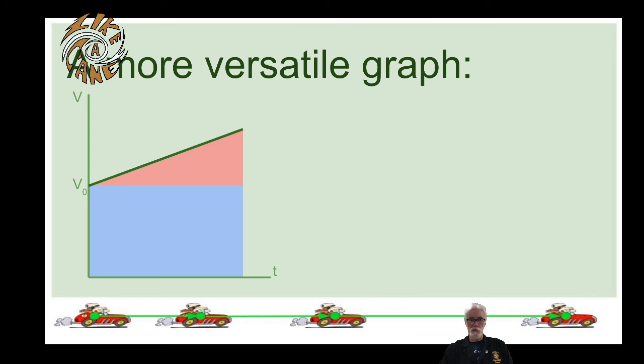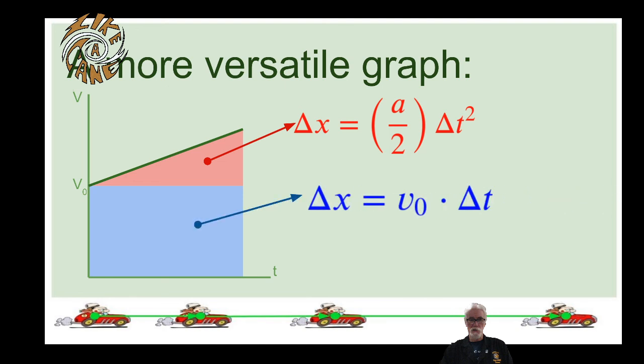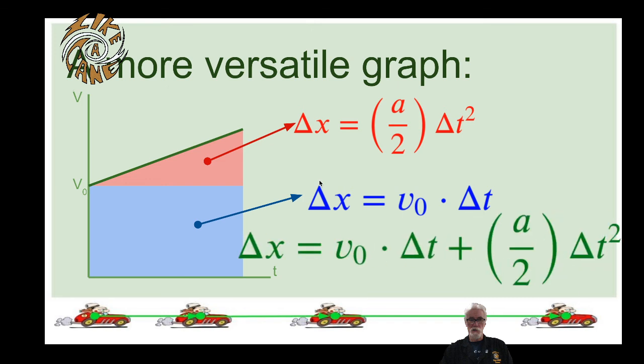The good news is we already did the triangle. We just finished it. And we know that the displacement is half the acceleration times the time change squared. The other good news is that the bottom part is a rectangle, and that's easy. The height of the rectangle is the starting velocity. The width of it is the change in time. And so that's the displacement. So the total area under the graph is the total displacement, and it's just the sum of these two individual displacements. So the total change in position, the total displacement, is the starting velocity times the time change, plus half the acceleration times the time change squared.